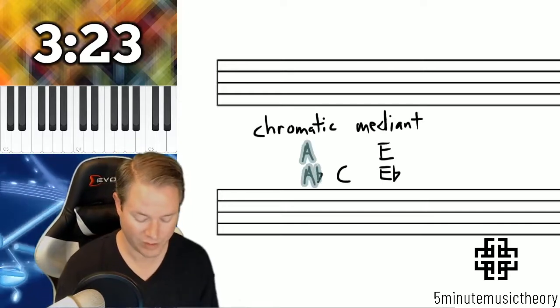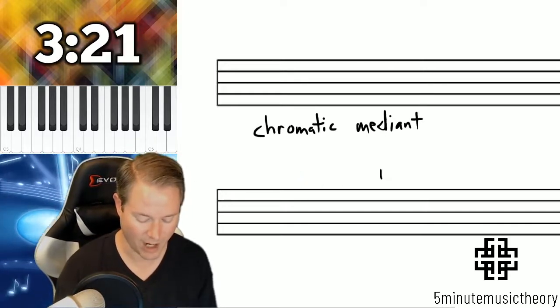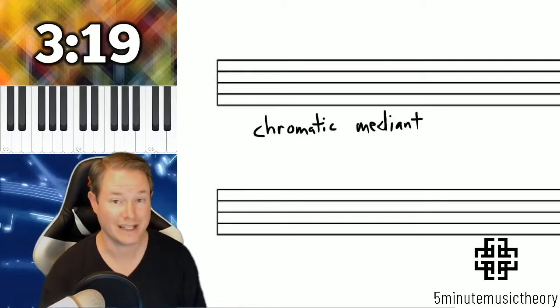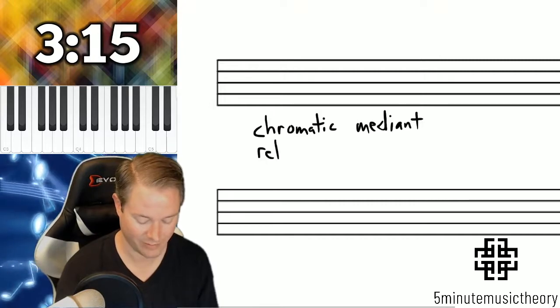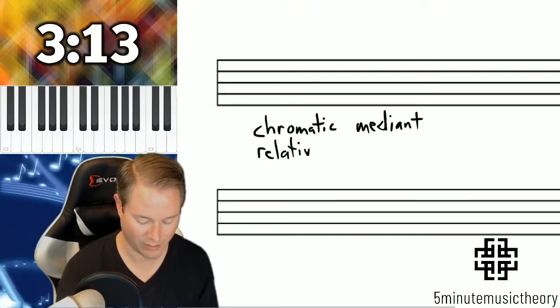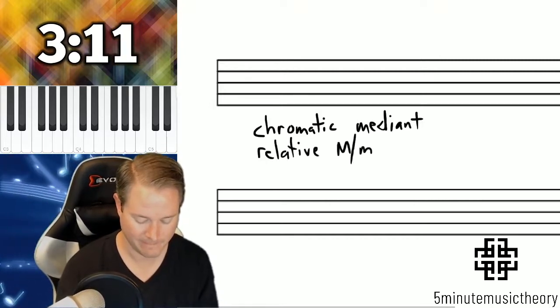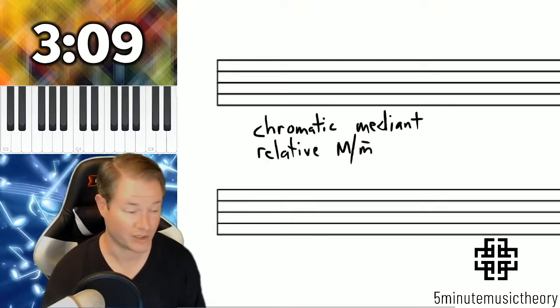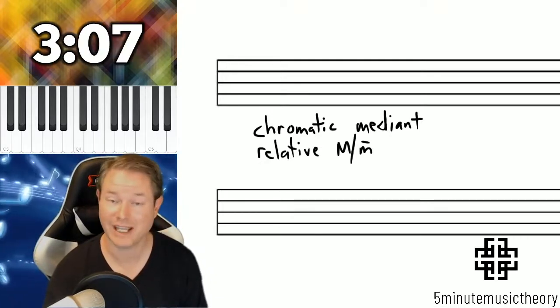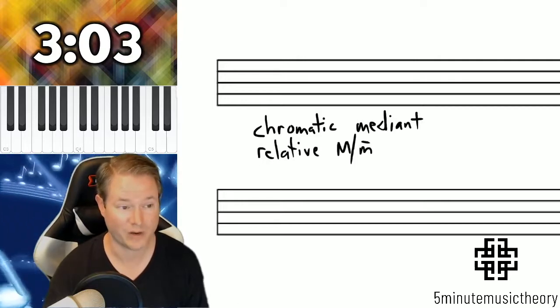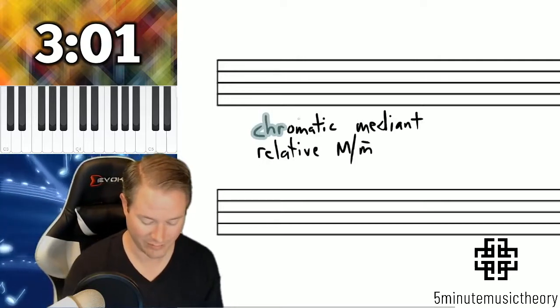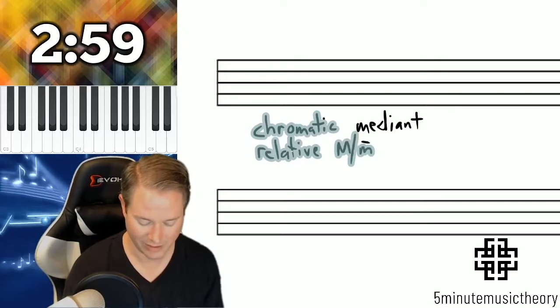Now, the two types of relationships that are most commonly used in a common tone modulation are chromatic mediants and relative keys, relative major or minor, for these common tone modulations. You could technically use any key that has a common tone, but it's typically going to be a chromatic mediant or a relative major minor when you're modulating between these two keys.